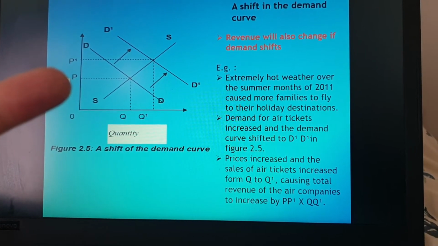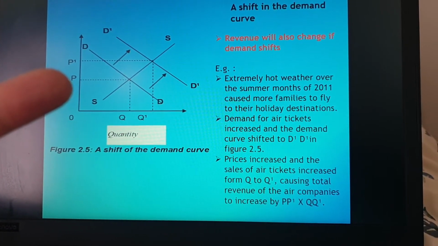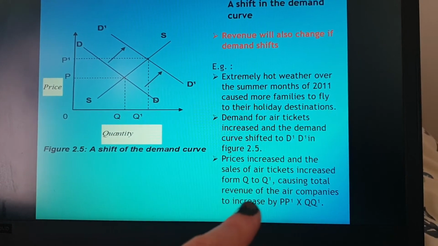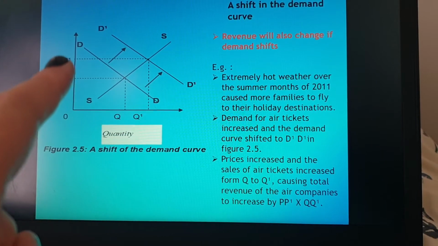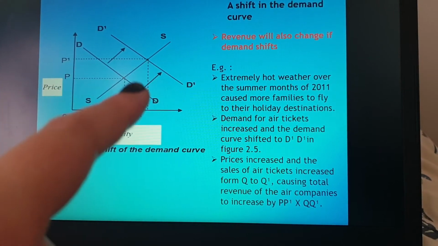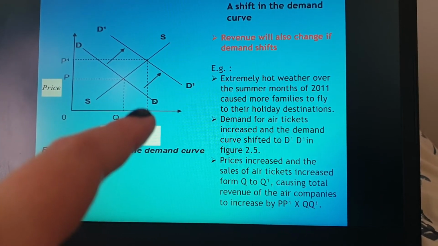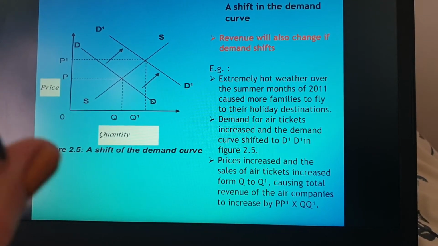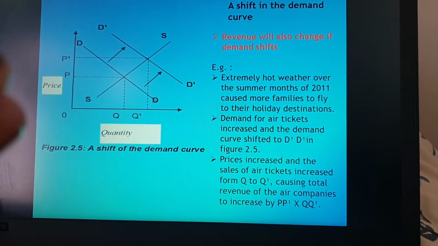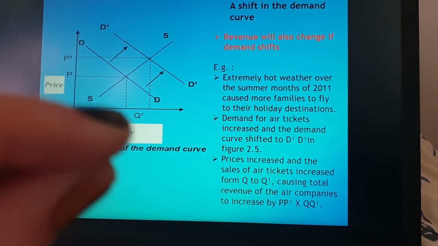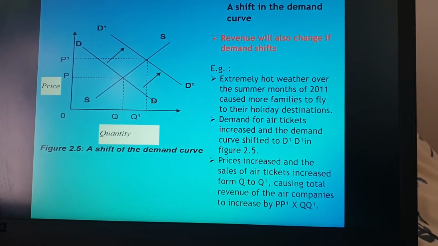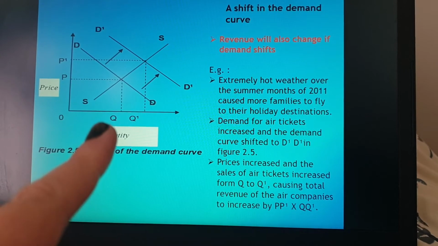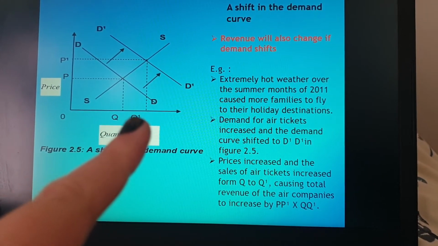Okay, so in other words, they say here that the revenue of the airline companies will increase by P to P1, that section, times Q to Q1. So because of this situation, my revenue will actually increase for my company because demand is increasing and therefore they are increasing their prices. And obviously, everybody wants to fly to New Zealand now, for example, as a holiday destination. So the quantity demanded will increase.